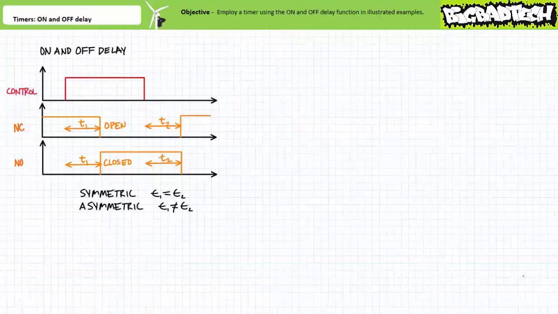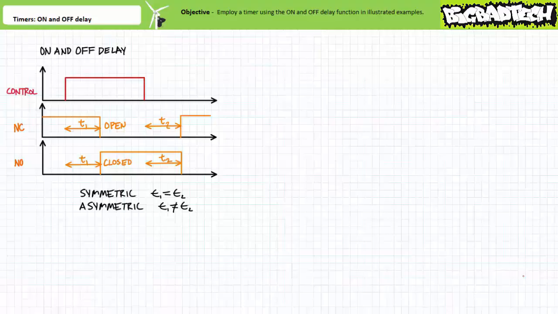A timing diagram of a timer executing the on and off delay function would look like this. An on and off delay, as the name implies, executes a combination of the on delay and off delay function. When the controlling input is energized at this instant here, the associated contacts do not immediately switch to their opposite state. The normally closed contact remains closed, and the normally open contact remains open. Only after the predetermined delay period T1 has elapsed do the contacts change states here. The normally closed contact opens, and the normally open contact closes. This is the on delay portion of the on and off delay function.